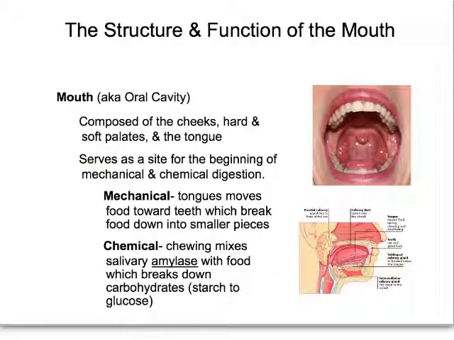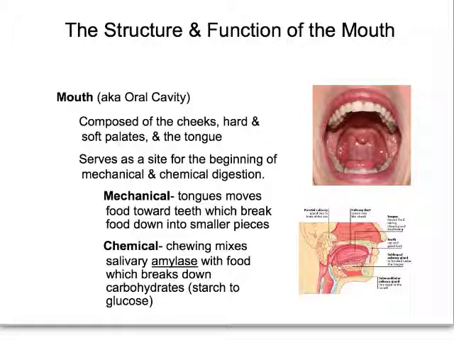All right, so let's start talking about this digestion stuff. The first part of digestion is going to take place in the mouth, or what we call the oral cavity. The mouth is composed of cheeks, the hard palate, the soft palate, and the tongue. It's going to serve as a site for the beginning of both mechanical and chemical digestion.